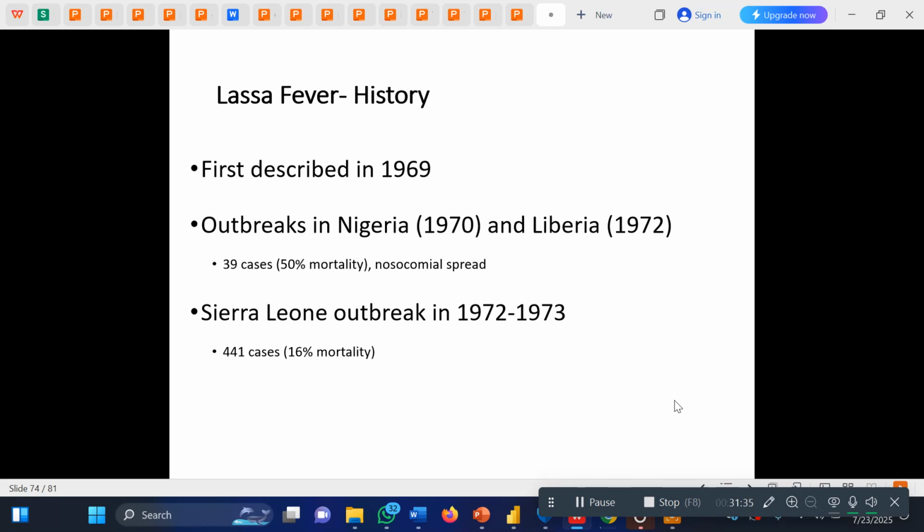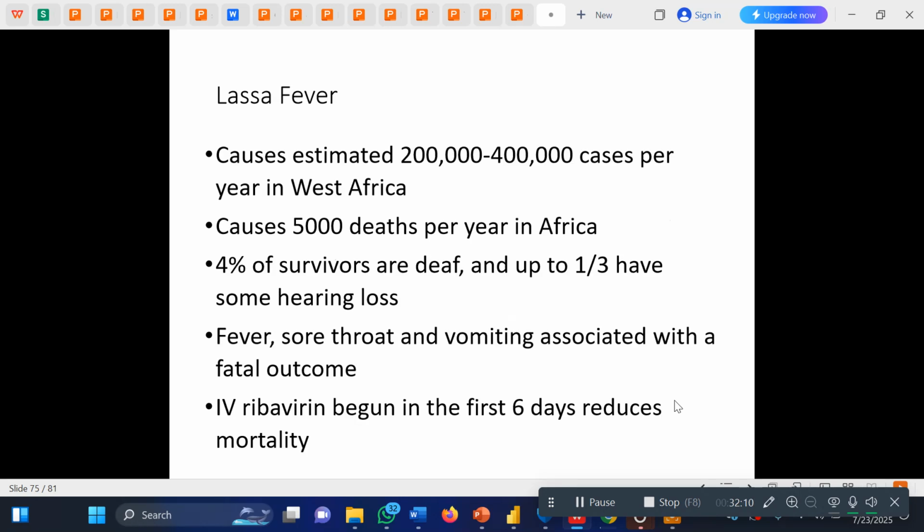For Lassa fever, which was first described in 1969, an outbreak was noticed in Nigeria in 1970 and in Liberia in 1972. In Sierra Leone, an outbreak was noticed between 1972 and 1973. Nigeria and Liberia had the highest case fatality, with about 59 cases, making about 50% mortality. While in Sierra Leone, about 16% mortality was noticed, with the highest case count of 441.